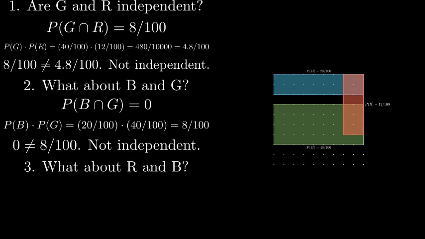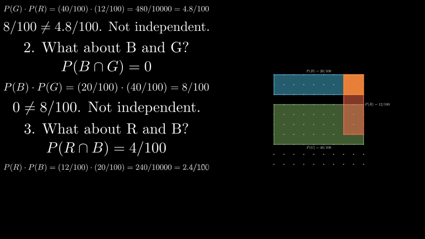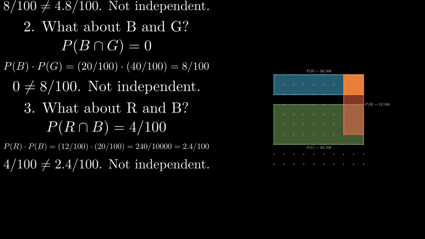Finally, let's check R and B. The intersection of the red and blue regions is the top right corner, which is a 2 by 2 square. Its area is 4. So the probability of R intersect B is 4 out of 100. The product of their probabilities is 12 over 100 times 20 over 100, which is 240 over 10,000, or 2.4 over 100. Again, 4 over 100 is not equal to 2.4 over 100, so R and B are also not independent. This geoboard example provides a clear, visual way to understand and test for independence.